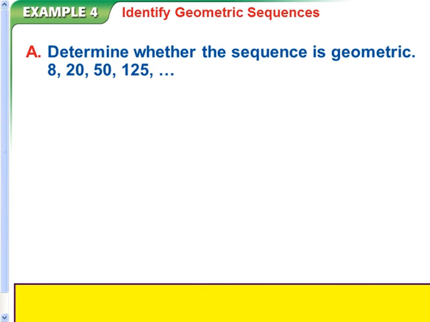8 times what makes 20? Sorry, I made that really confusing. 8 times what makes 20? Well, it's not a real easy one for us to see, but we can undo that, go backwards, and take 20 divided by 8, and you'll get 2.5. So 8 times 2.5 is 20. Okay, well, let's try that again. 20 times 2.5, that does become 50.